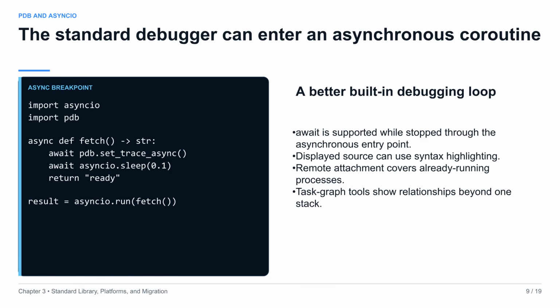Production use still needs operational safeguards, and asynchronous debugging can perturb timing. Reproduce a failure with tracing and structured logs when possible, then use an interactive debugger to answer a focused question.